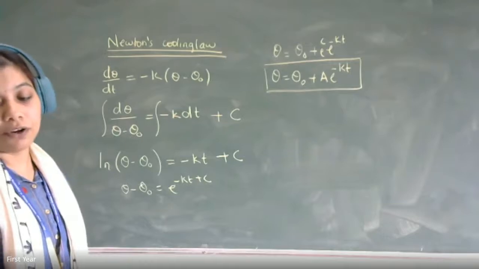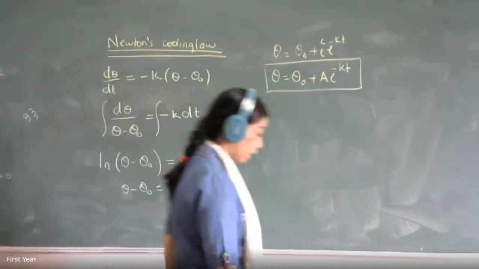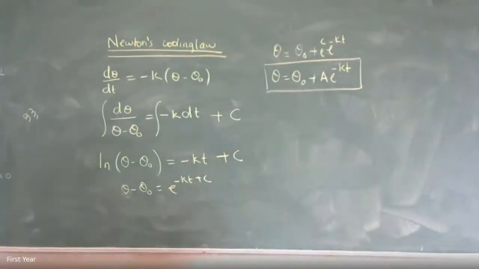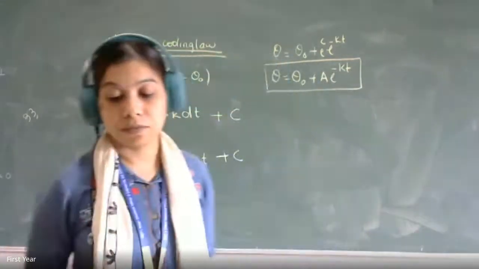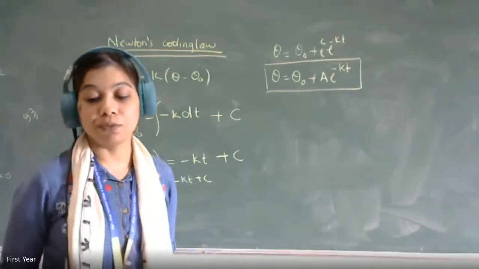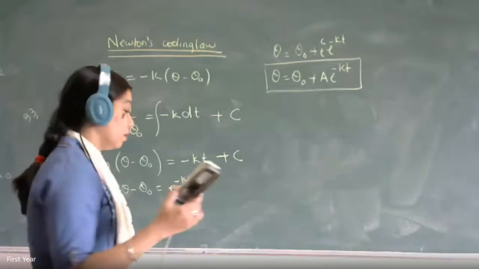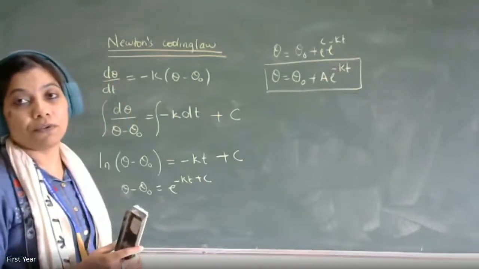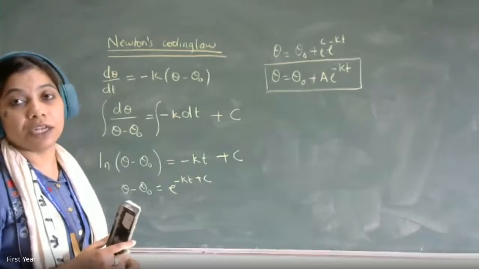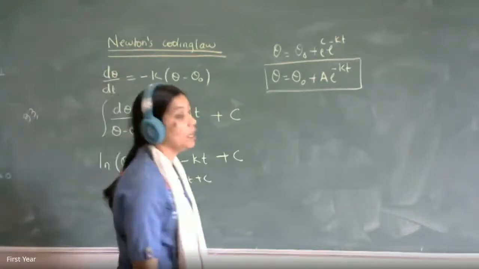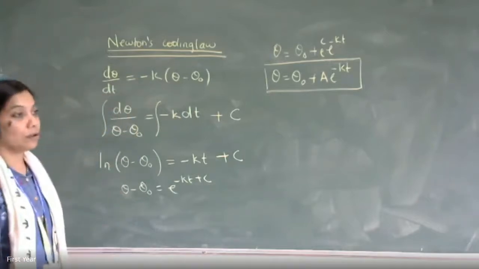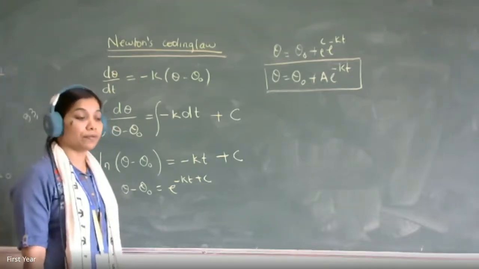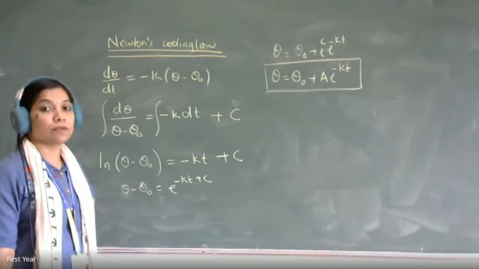if the reading drops to 10 degrees centigrade in 1 minute, how long after its removal from the room will the temperature be 5 degrees centigrade? Okay? Clear?